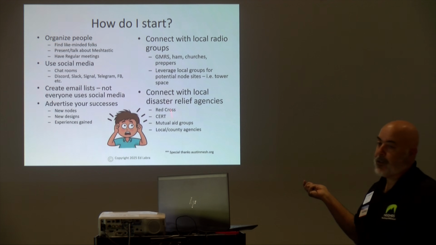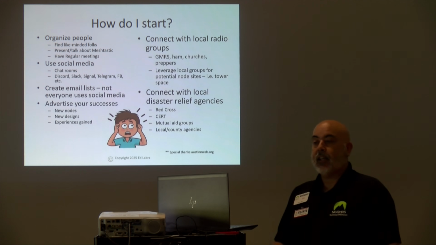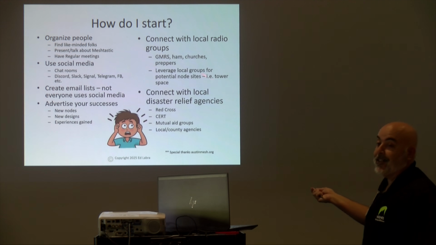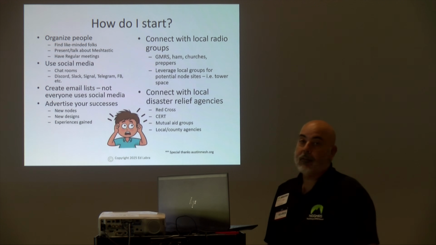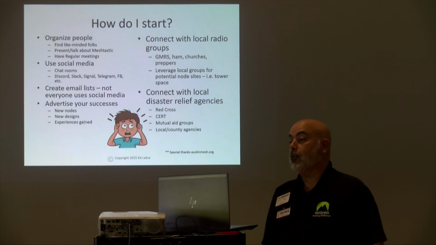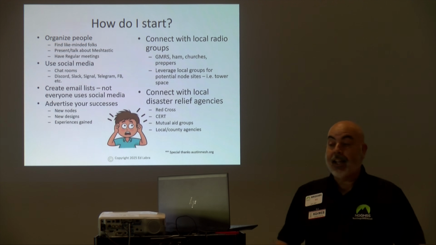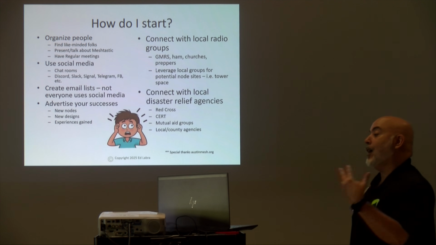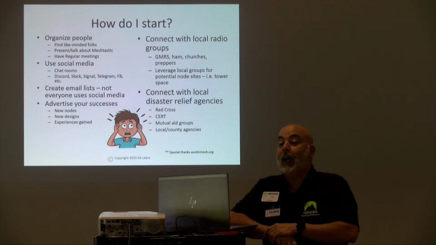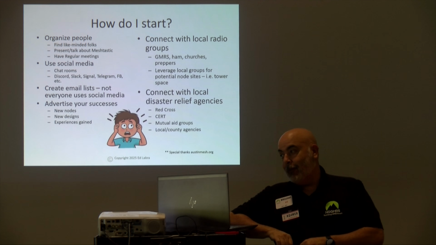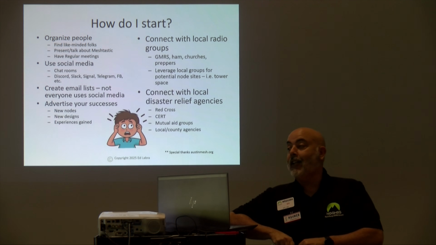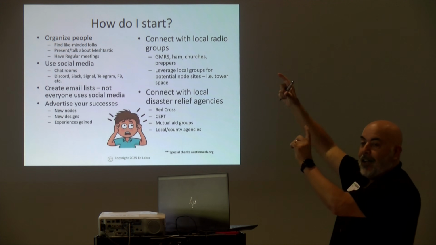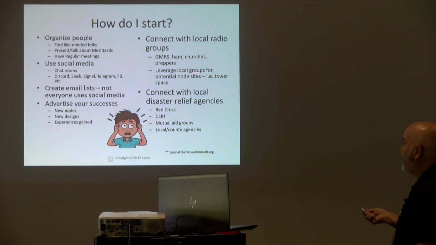Connect with local radio groups, whether it's GMRS, churches, ham groups. Leverage those other groups for potential node sites, right? What do not all, but 99% of amateur radio groups have? Antennas. They've got an antenna, they've got a tower, they've got probably a great location for a Meshtastic node. Get them involved, get them excited about it. Explain to them how it's not going to interfere with their 2-meter repeater. Explain to them how they don't need to share their internet. They don't even need to share their power. Just let me put that little box on your tower. Leverage those groups.